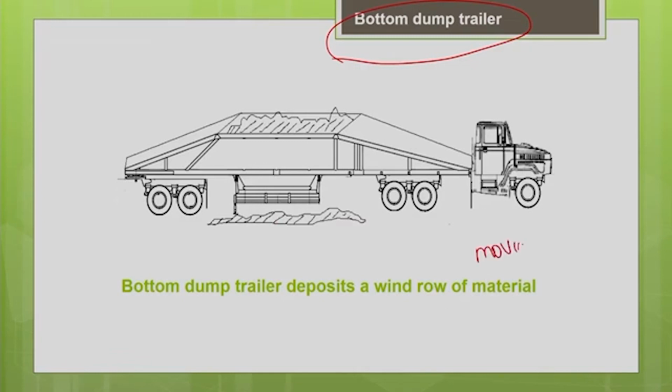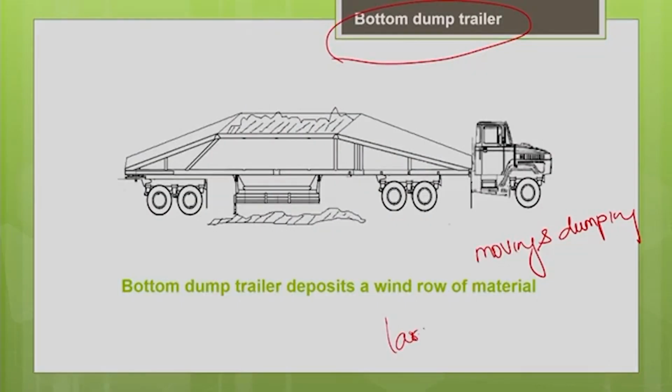Actually, the machine will be moving and dumping together. The machine will be traveling and dumping together. Both the operations will be done in one stage. The machine will keep on moving as well as keep on dumping the material through the bottom end. So, for that you need a larger dumping area, a larger dumping site.